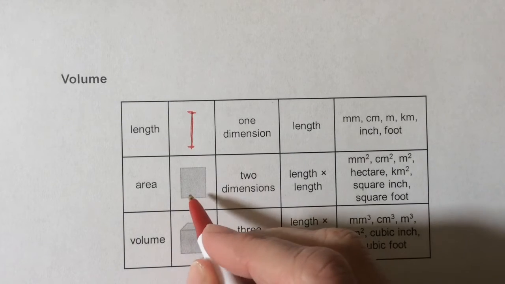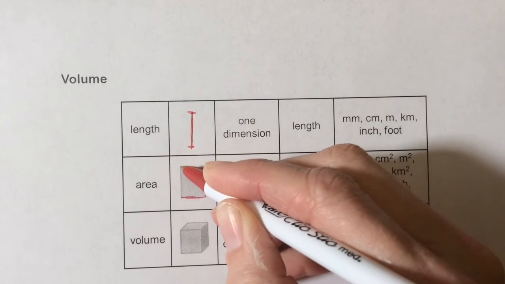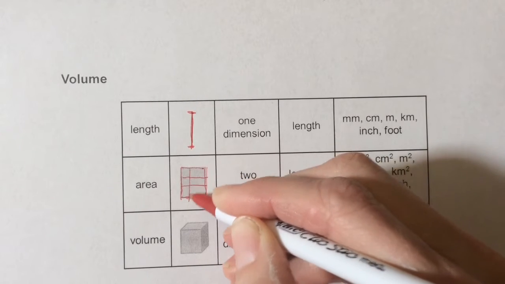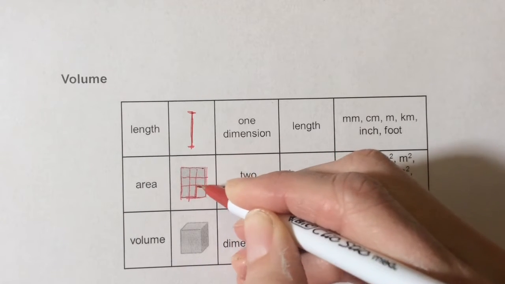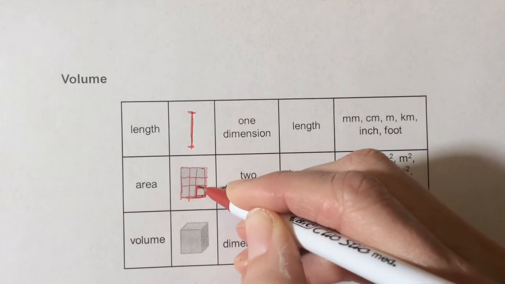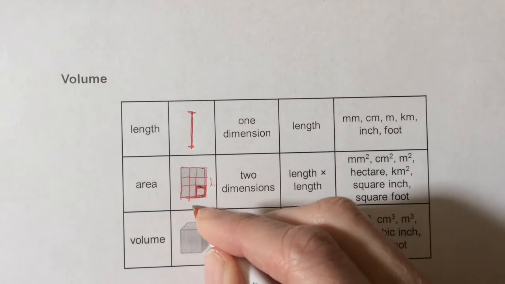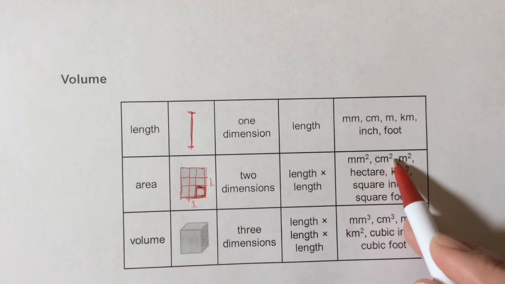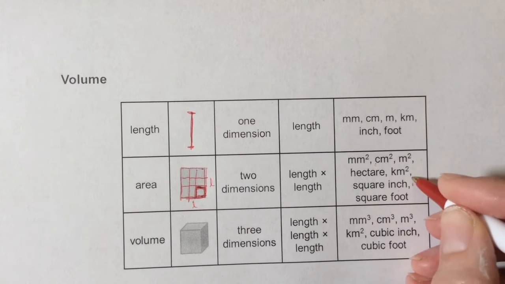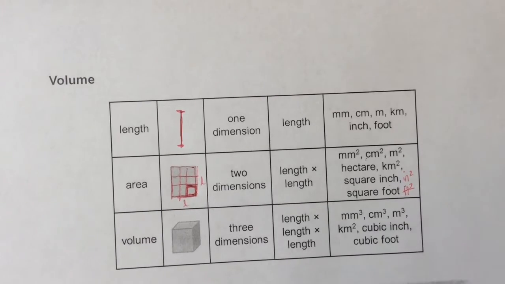And then area, think about an area rug, is divided up into little squares. I might divide this one up into squares, and so it would have 3 by 3, and it's square units. So it's two-dimensional because it's a length here by another length. You notice that we put little exponents of 2, or we say square inches. I can also write square inches like this, or square feet like this. And y'all are familiar with these.